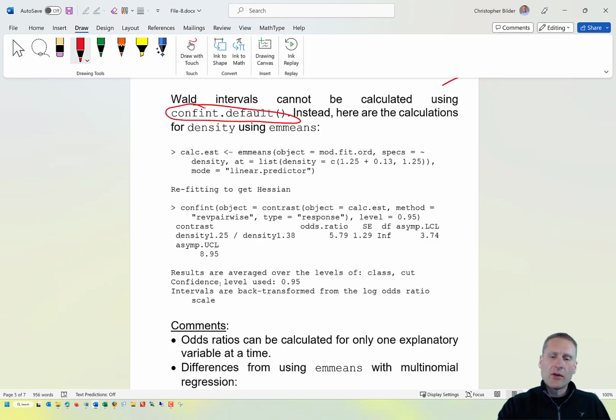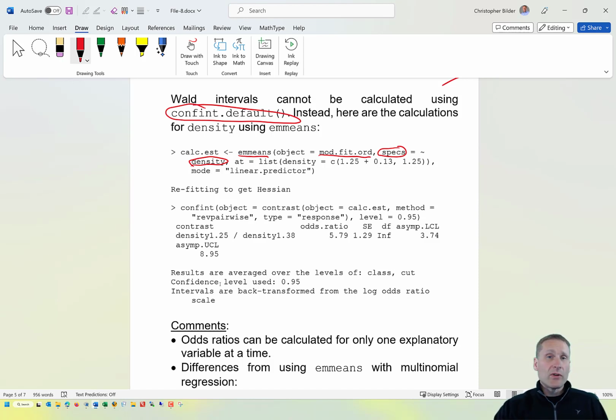Okay, so to do the calculations in emmeans, guess what? There's some quirkiness with this package within the corresponding function too. And once you understand what the correct argument values are, then you can get over the quirkiness here. But let's talk about it. So emmeans object equal mod.fit.ord. And then in my specs argument, I say equal tilde, and I only put my explanatory variable of interest. Let's say I want to do odds ratio for density.